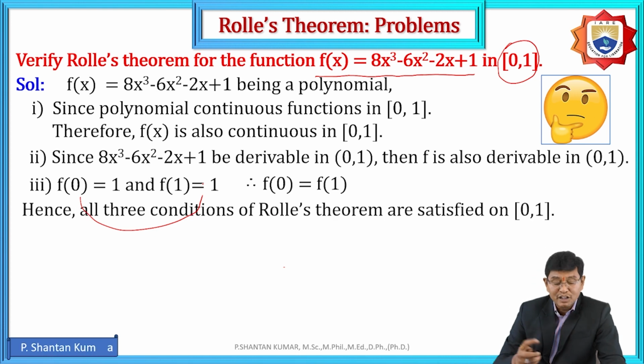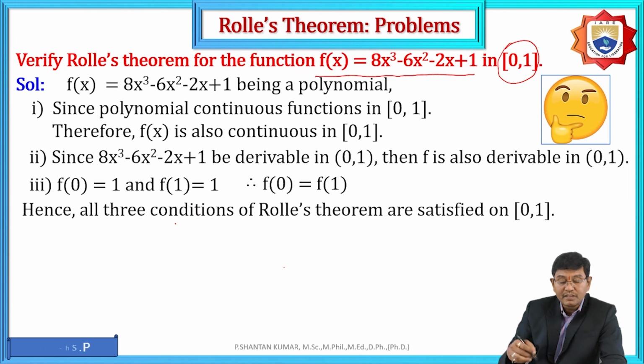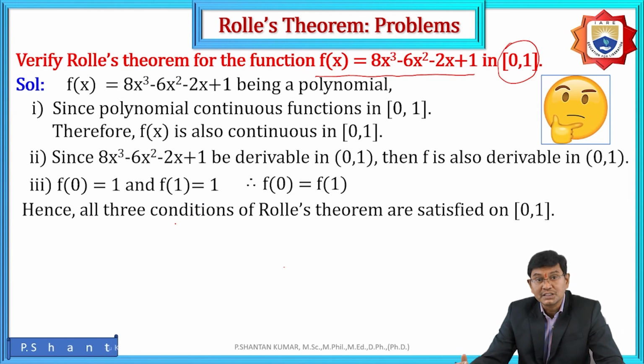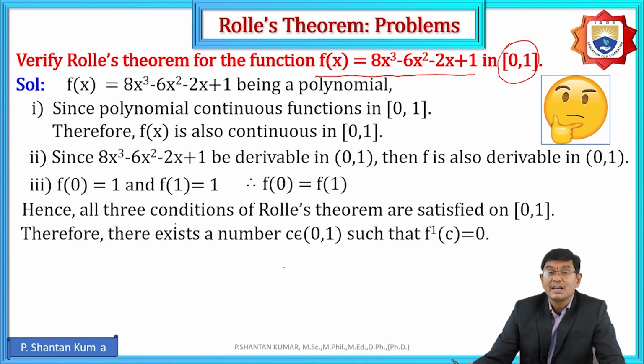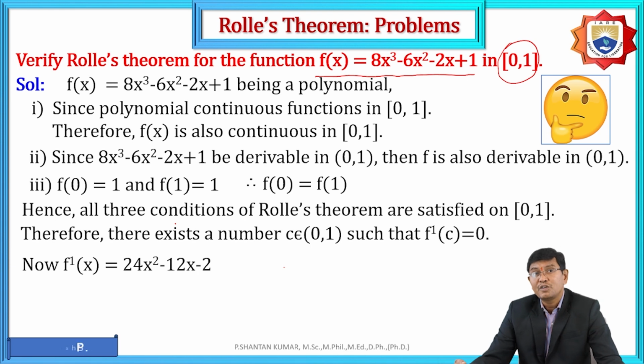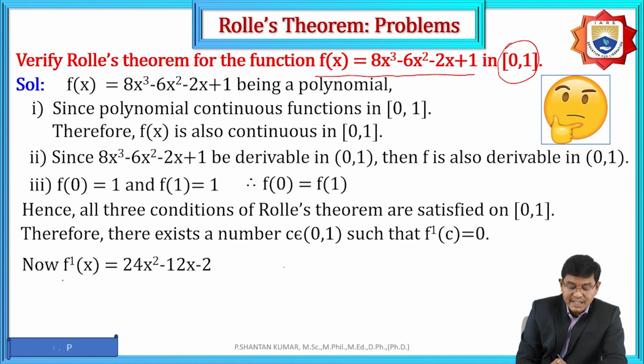And if it satisfies all three conditions, further based upon Rolle's theorem, we need to find such that f dash of c is equal to 0. Then there exists c belongs to (a, b) and f dash of c is equal to 0. And the meaning of f dash of c is, as we know f dash of x, we need to find out first what f dash of x is. Therefore, f dash of x is nothing but 24x square minus 12x minus 2, and this is the f dash of x.